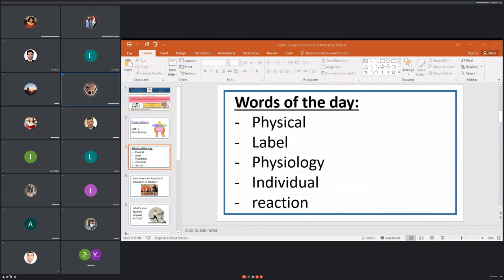Okay, guys. So we have words for today. We have physical, label, physiology, individual, and reaction. What is the meaning of physical? Abbas, are you speaking? Physical means something you do in your normal life, with your hand or your leg, something like this. Do it in the body. Yes. So physical is something related to the body.